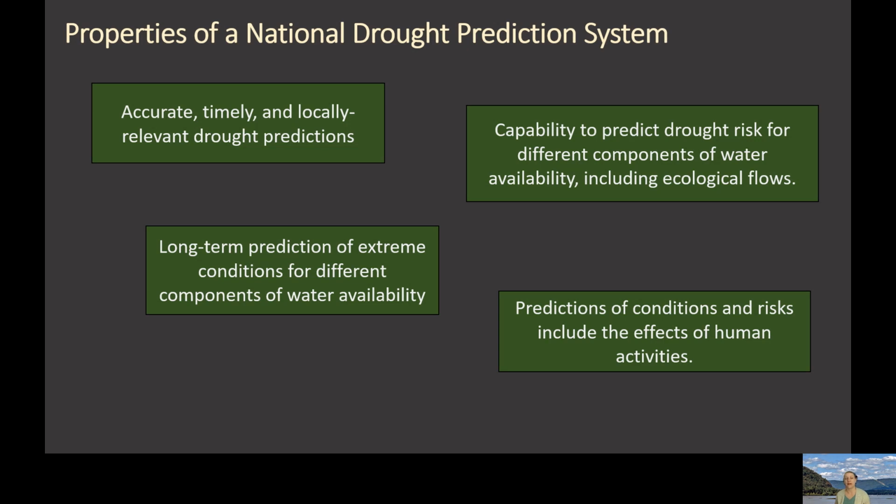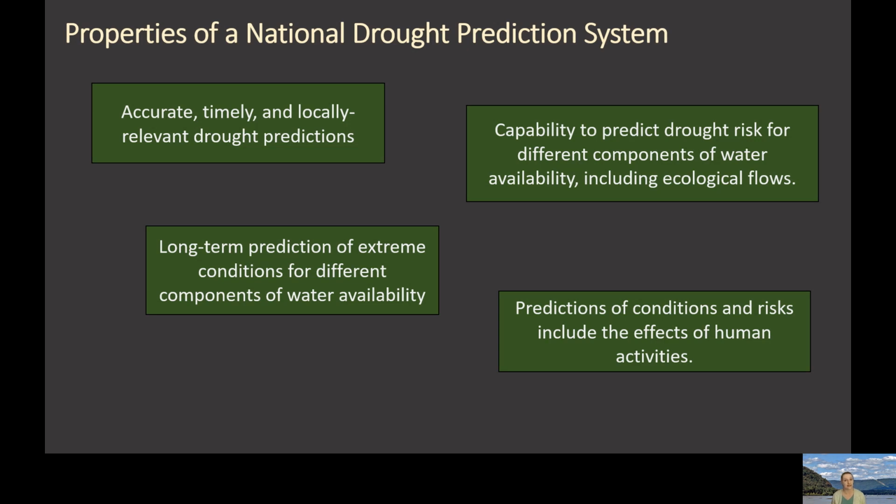So when we were developing this project, the first thing we really wanted to do was think about what the properties of a national drought prediction system would look like, and use those properties to then drive the research questions that we would ask in the project. And so I'm going to show you a set of boxes of what we thought the main properties of this national drought prediction system are.